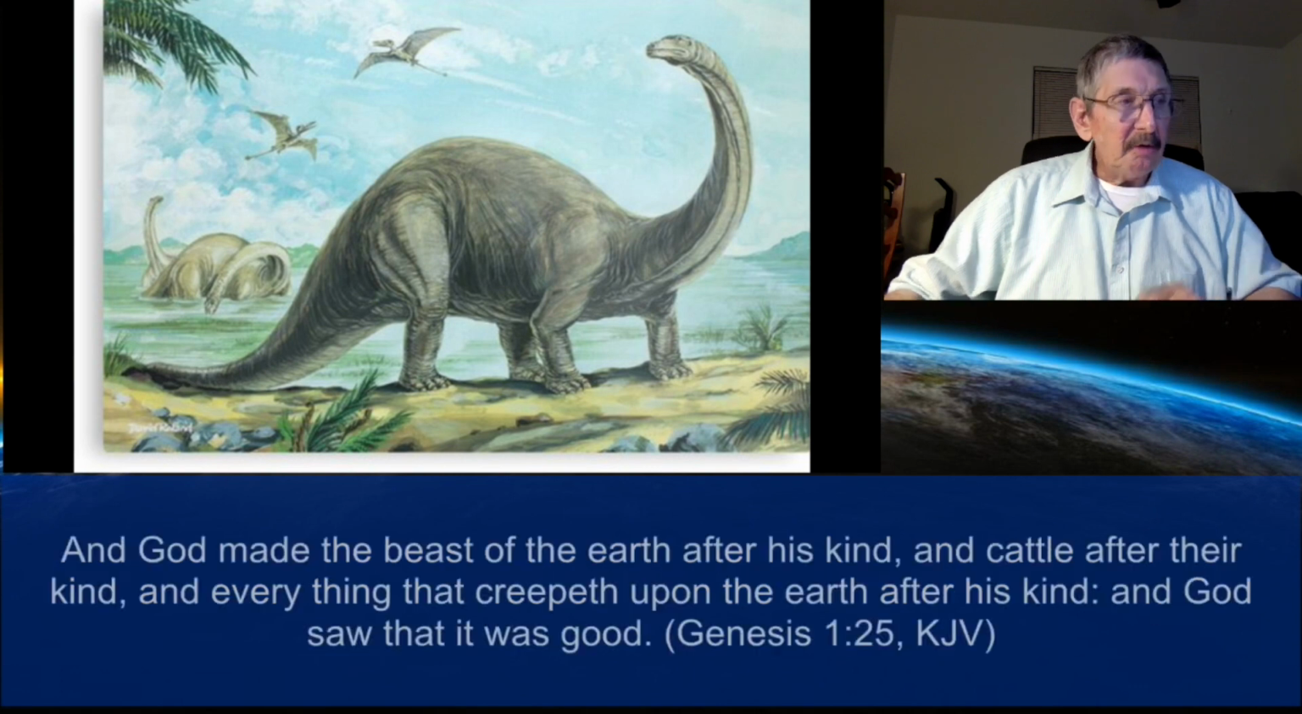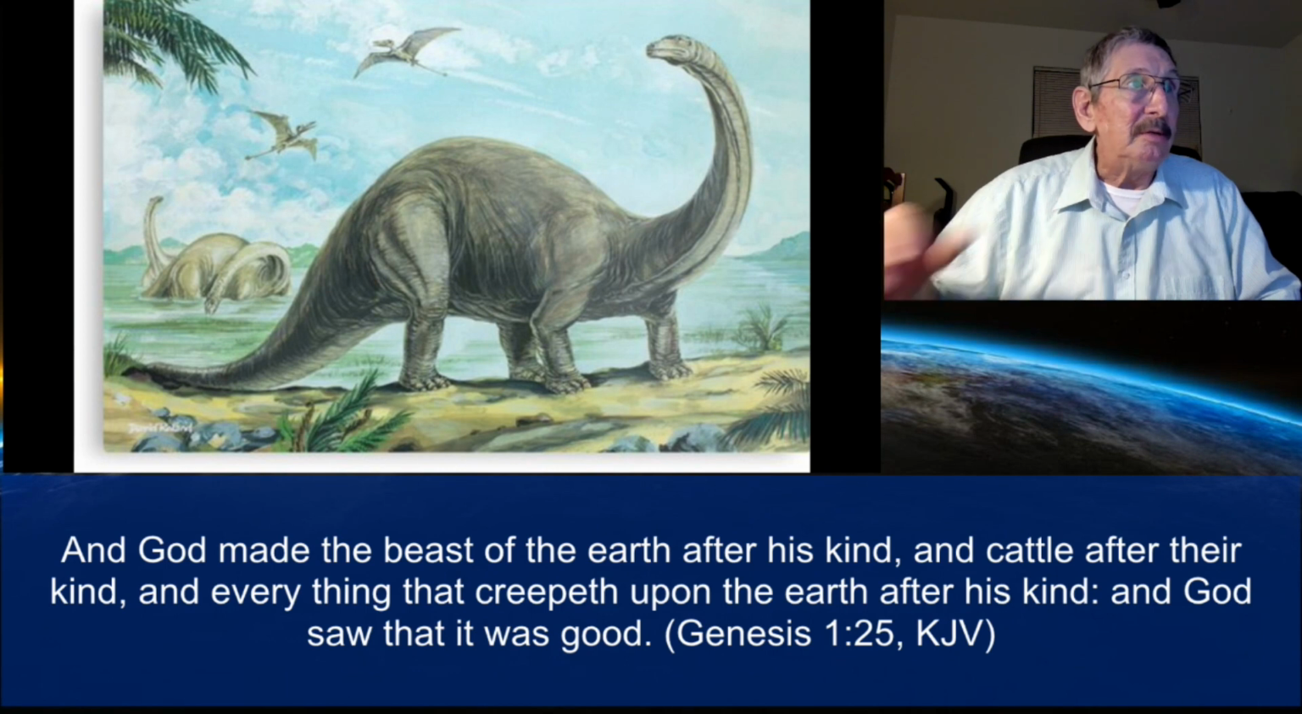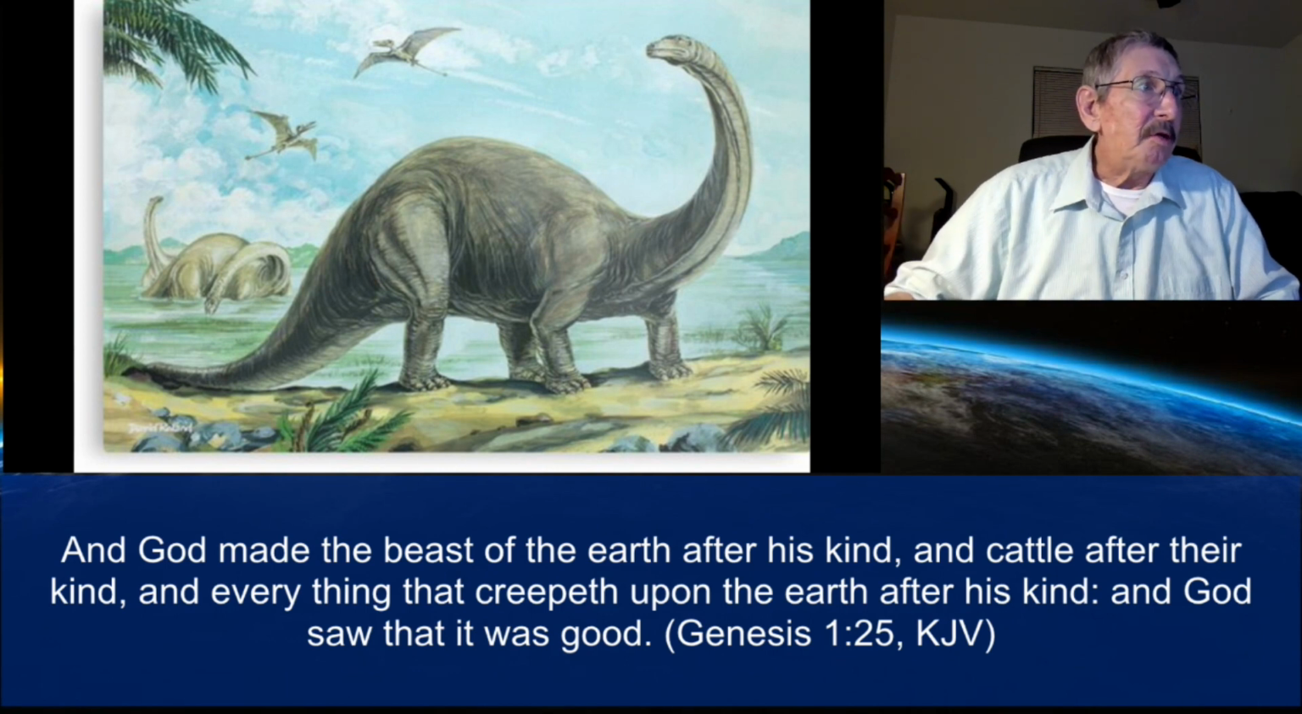So on to verse 25. And God made the beasts of the earth after his kind, and cattle after their kind, and everything that creepeth upon the earth after his kind. And God saw that it was good. So that's where we're going to stop today.